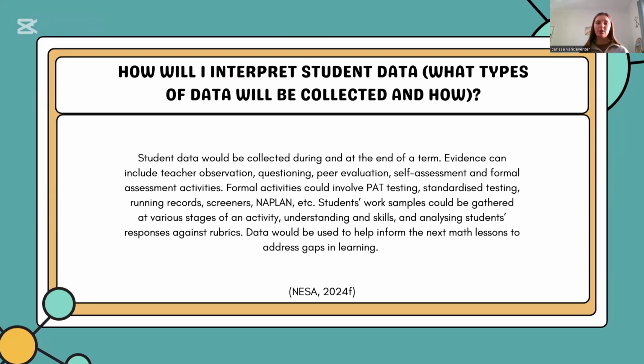Students' work samples could be gathered at various stages of an activity, understanding and skills, and analyzing students' responses against rubrics. Data will be used to help inform the next math lessons to address gaps in learning.